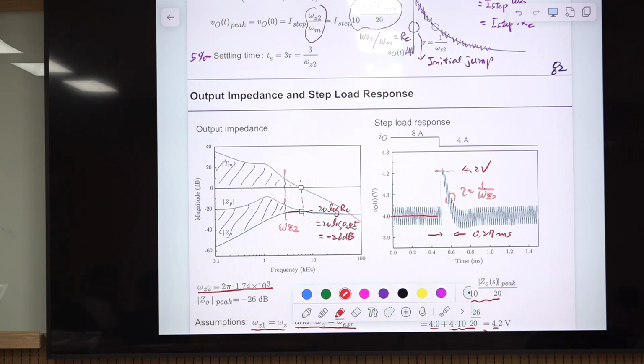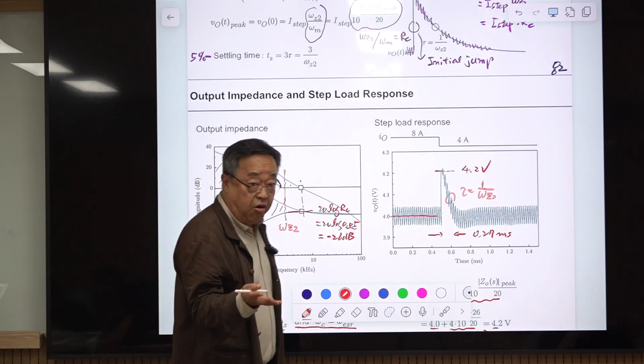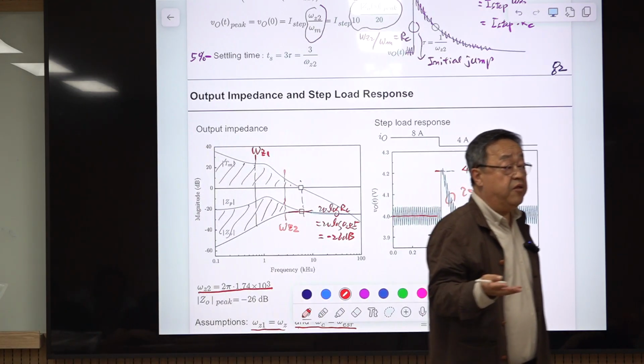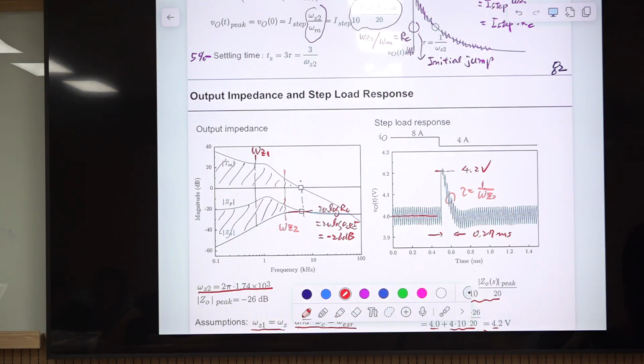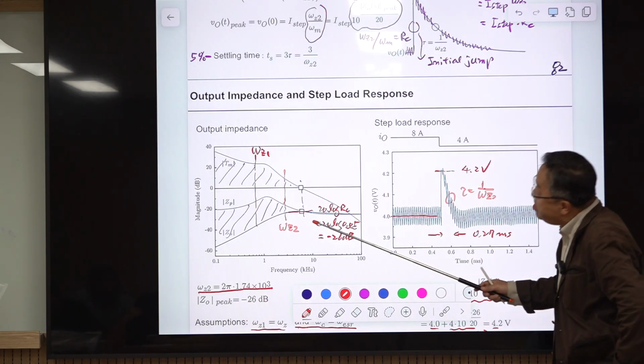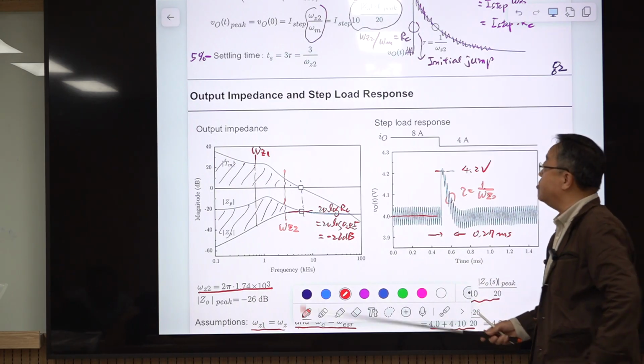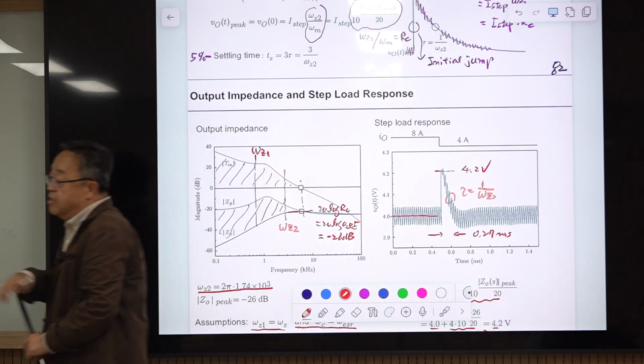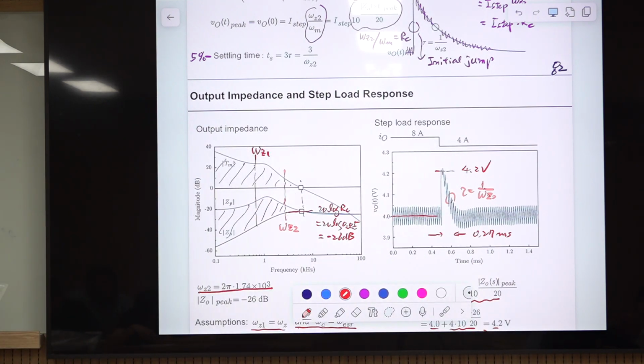Omega g2 is somewhere here, and omega g1 was somewhere here. Okay. So if you remember the previous lecture, this omega g1 determines the speed of the step impulse response, and omega g2 determines the speed of the step load response. So this step load response is inherently faster than the step impedance response because of the location of this. Okay, that is the first comment about this. So the faster response is due to this characteristic behavior.